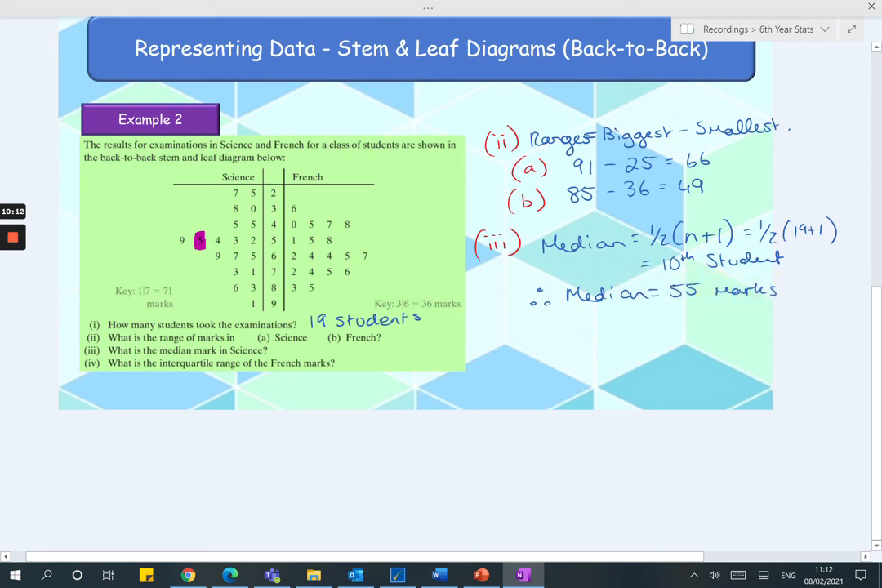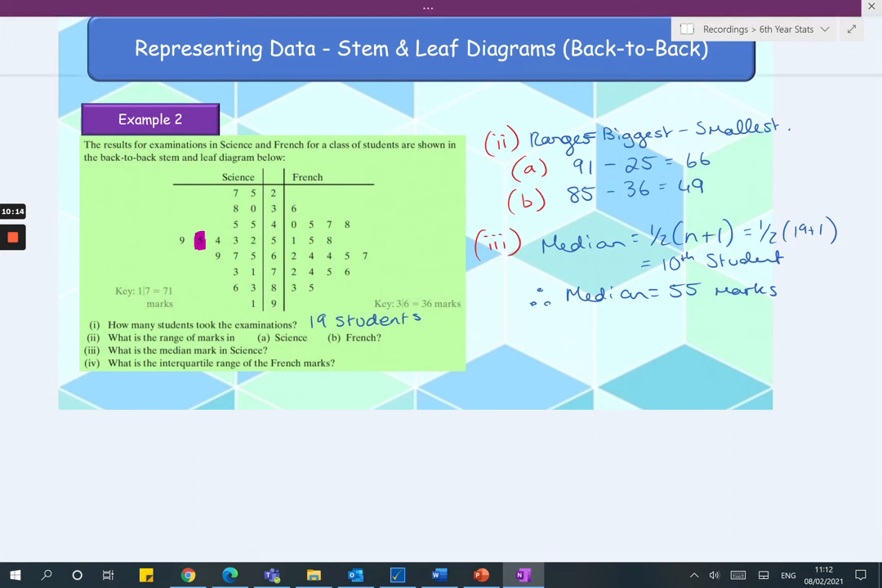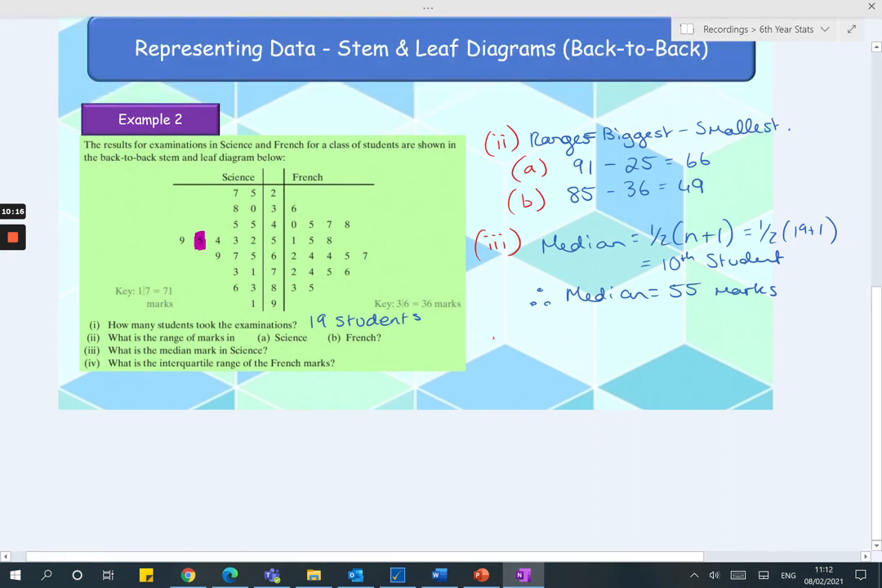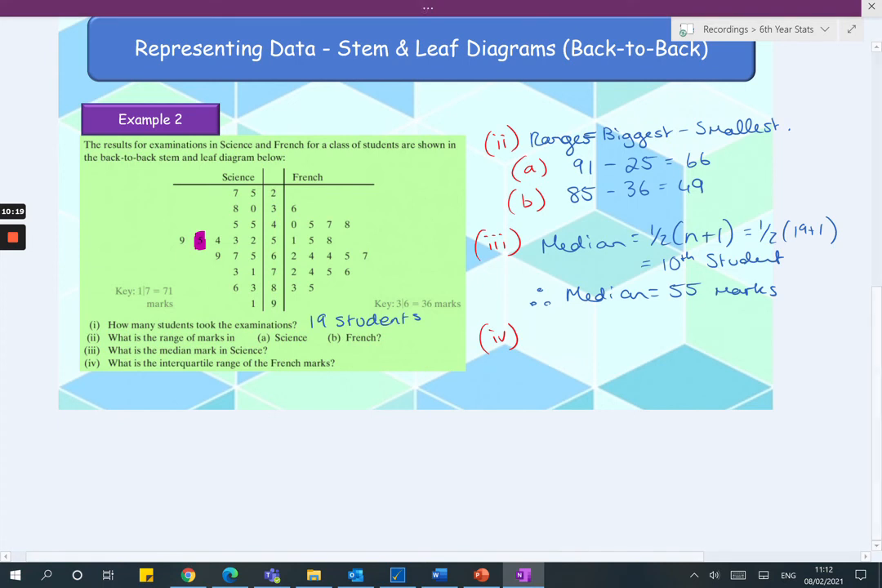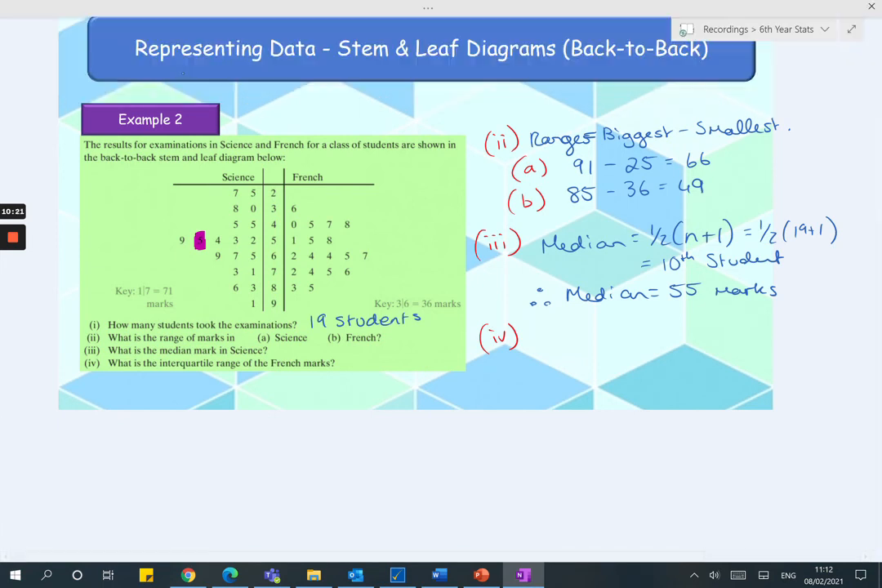Now guys, part 4 here says to find the interquartile range for French. Well, we know from studying our measures of variability that our interquartile range, IQ, is equal to Q3, which is my upper quartile, minus Q1, which is my lower quartile. So if I want to find my upper quartile and my lower quartile, well, instead of using a half by n plus 1, I'm going to use a quarter by n plus 1 and 3/4 by n plus 1.